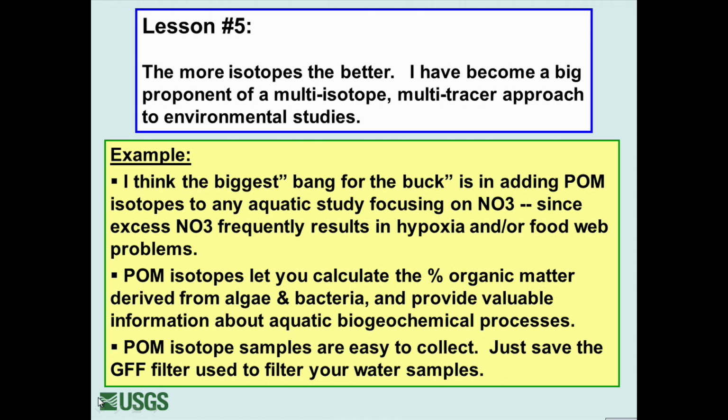I think the best bang for the buck is adding particulate organic matter isotopes. If you have to filter the water anyway in order to save it for chemistry or nitrate isotopes, if you just don't throw the filter away and take it back to the lab, it's very easy and cheap to analyze it, and just lots of good information.